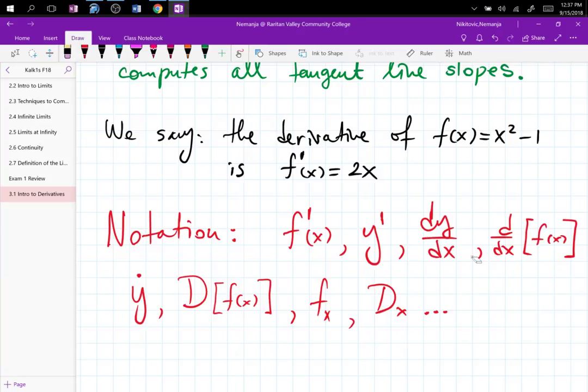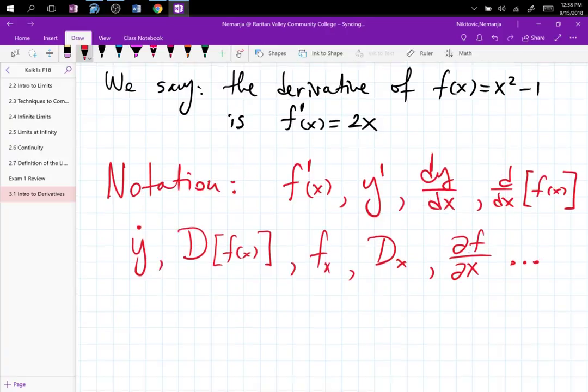Oh, one more, Calculus 3. This is a partial derivative of a function with respect to x. It's still a derivative. All of these are notations for the derivative, and they all mean the same thing.